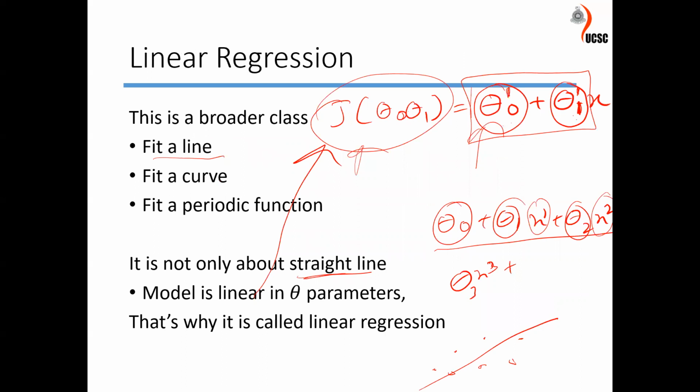So this linear regression is basically linear in the theta aspects. Our model is linear, but our hypothesis doesn't necessarily have to be linear. It can be a polynomial one.